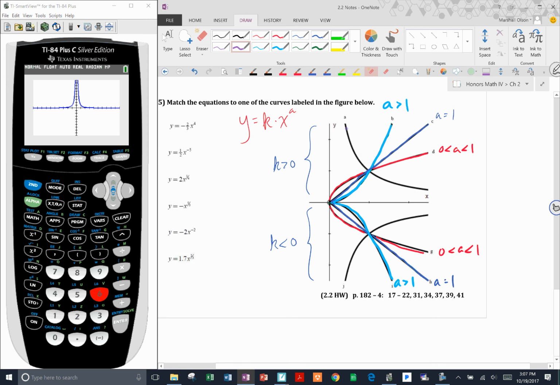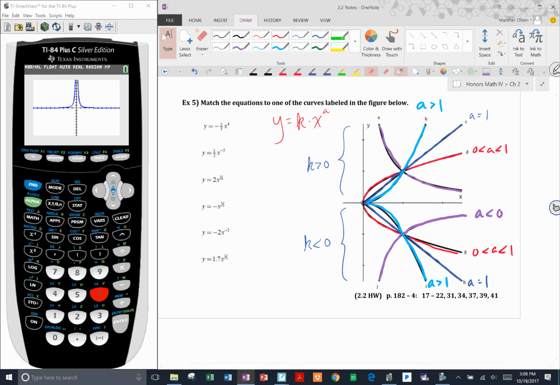And then the last one that we have, curve A or curve J, must be an A value that is less than 0 because it's creating an inverse graph, the reciprocal graph. Okay, so we can use the pieces of information we just worked on to help us answer these questions over on the left here, to help match these with what graph they are.